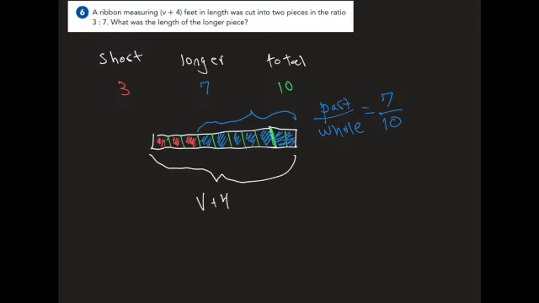It takes up 7/10. And we're now going to bring in the fact that the whole ribbon is v plus 4 feet in length. So this longer piece portion is going to be 7/10 of the length, v plus 4, and that's in feet.